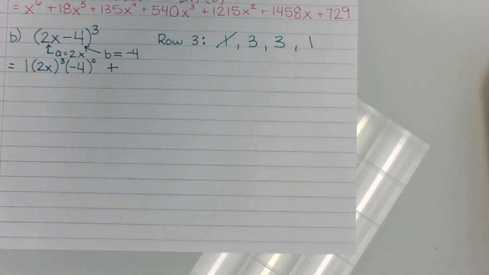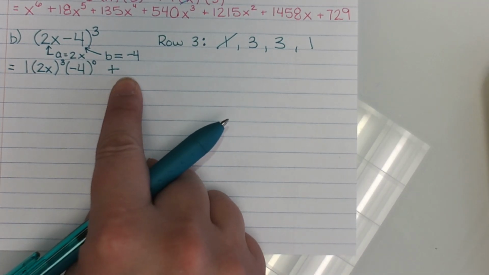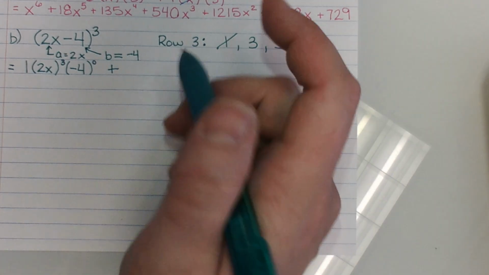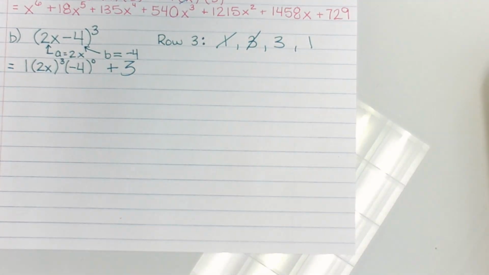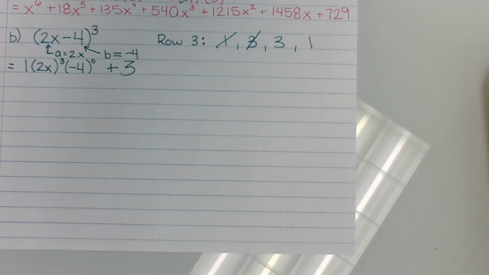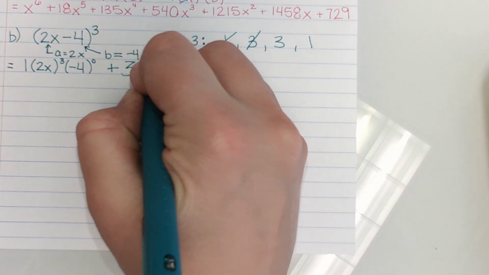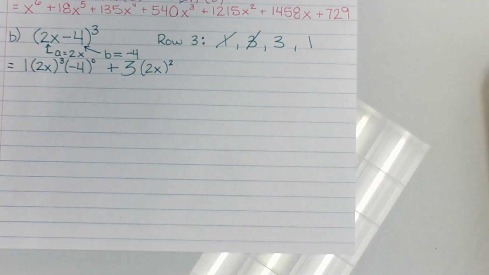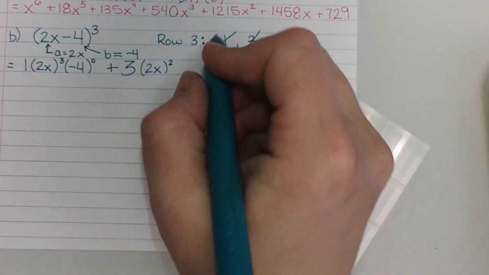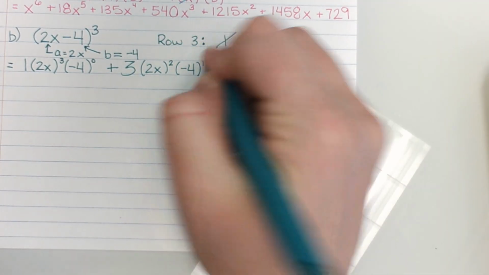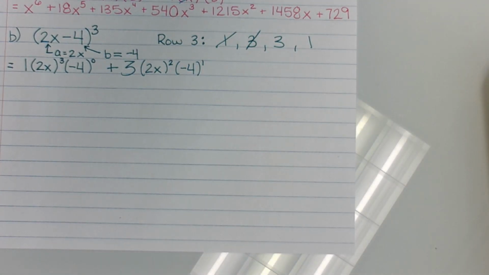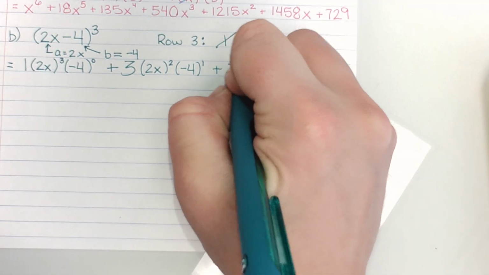Braylon, how do I start the next thing? The 3 from Pascal's triangle. Ruby, what goes with that 3? 2x squared, and you could stop right there if you would like. Aubrey, what else goes with it? The -4 to the first power. -4 is to the first power. Ellie, what comes next? +3. We're going back from here.